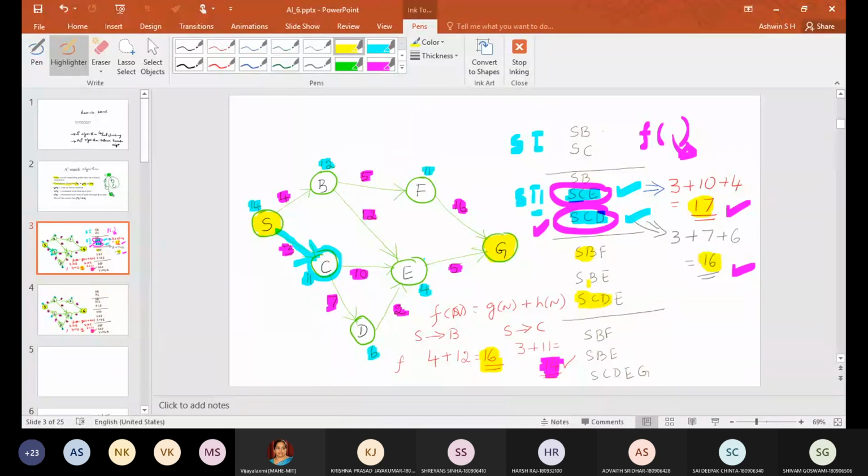So what happens in the third step: if you expand SB, we have SBF and SBE. We have just expanded this node B, SBF and SBE, see here I've written them. When it comes to SCD, D is connected to E now. So in the third step, I have expanded SBF, SBE, then SCDE.